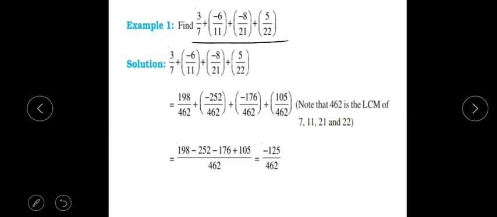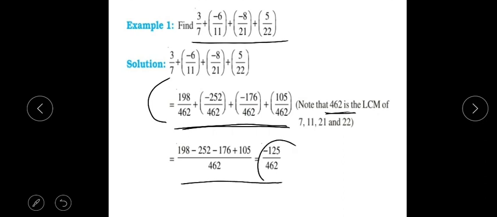Now there are 4 numbers. So what we have to do is take the LCM to add all these numbers. Here 462 is the LCM for all numbers. So we can write it like this: we have changed the denominator to 462. Now if we add them, the result is minus 125 upon 462.